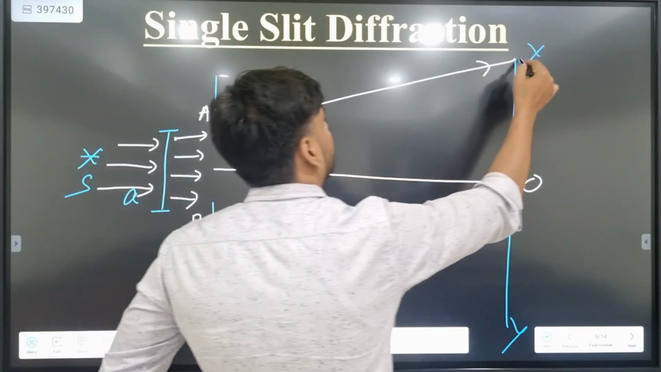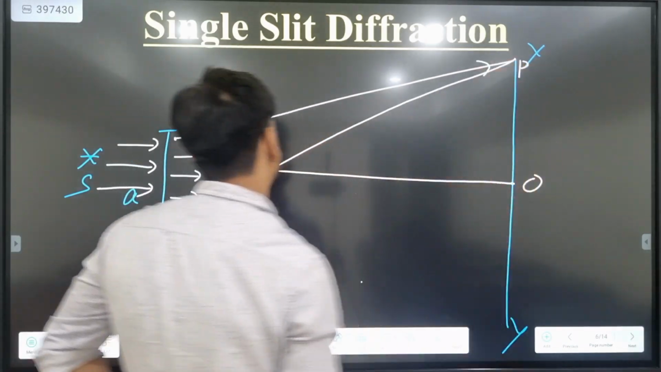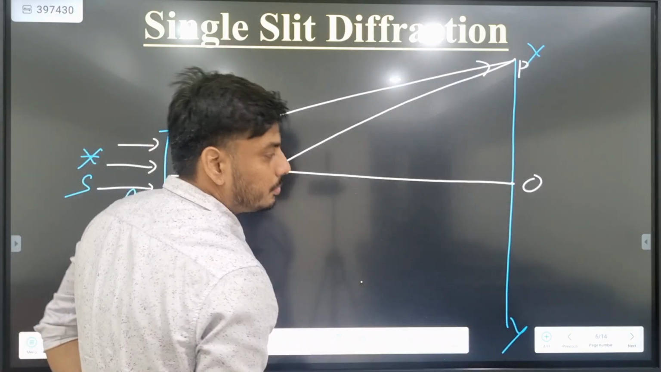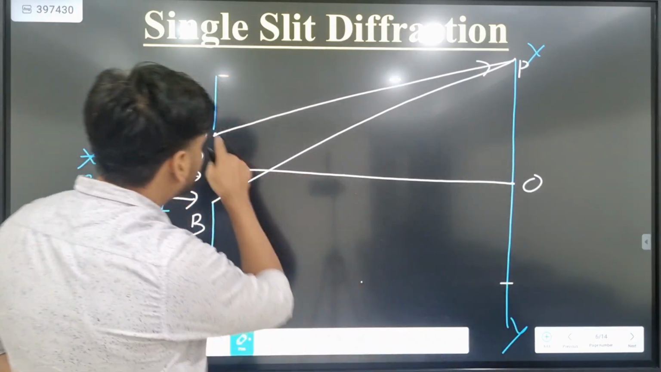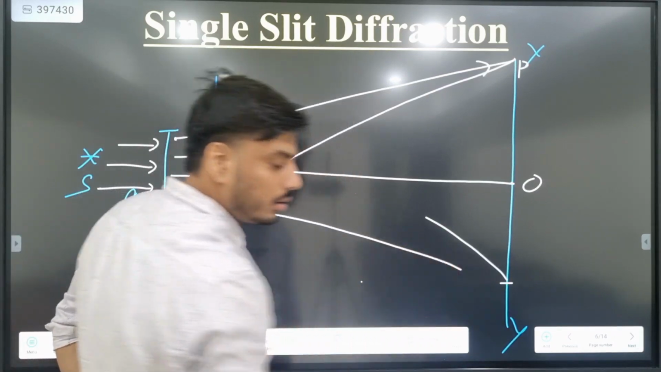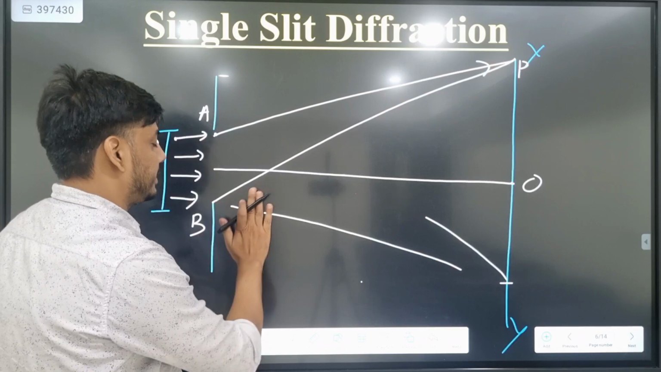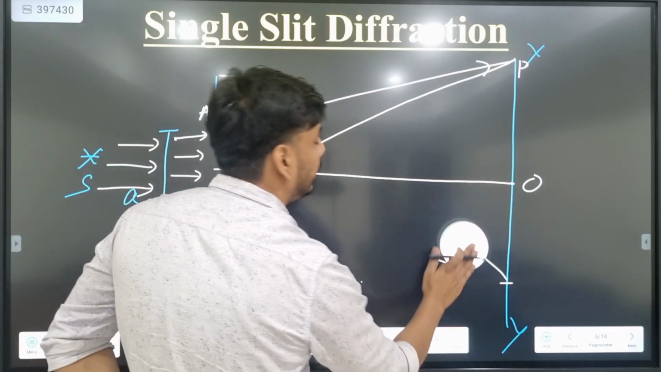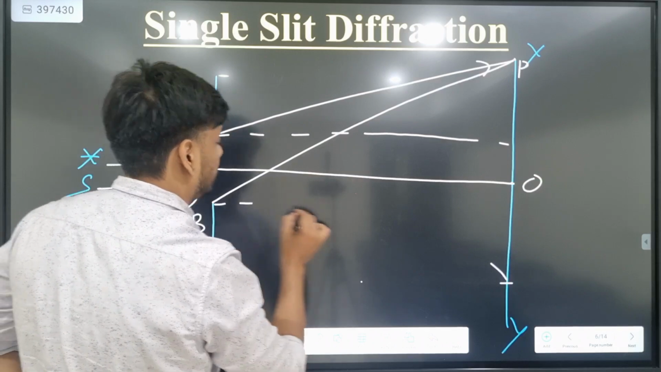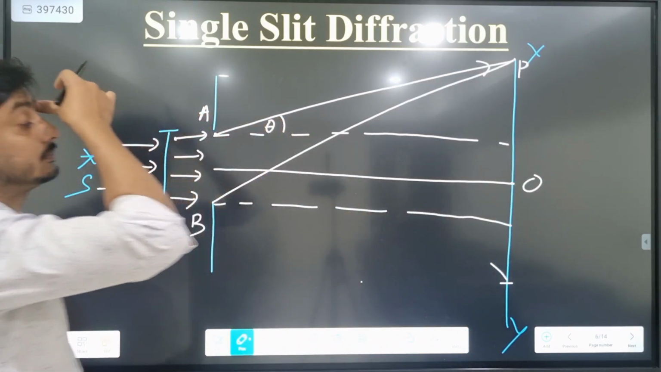If we consider a point P here, a ray of light will also bend towards it. Clear? Similarly, on the other side also, you can take some point, and the ray of light slightly spreads towards that point. On both sides you can draw, but we are taking only one side now. Let this bending angle be theta.